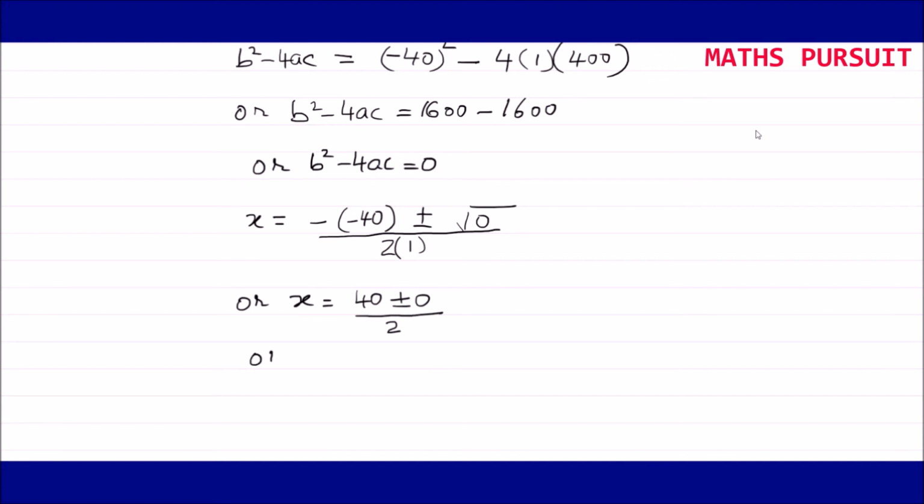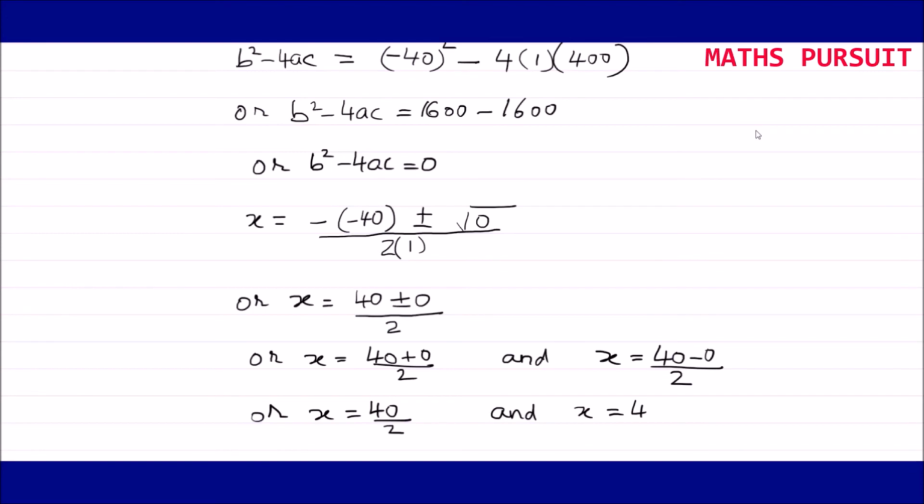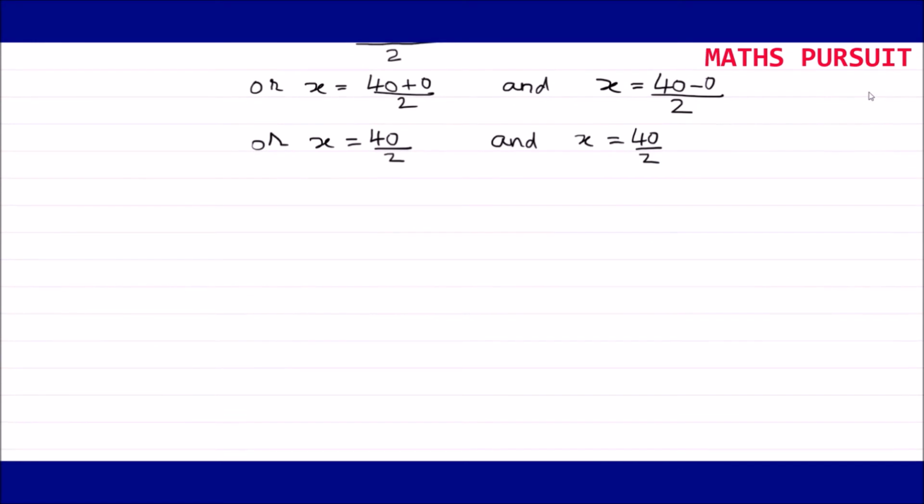This we can write in two ways. That is, x is equal to 40 plus 0 by 2, and the other one is x is equal to 40 minus 0 by 2. Or I can write x is equal to 40 by 2. Similarly here x is equal to 40 by 2. Or we can get the value of x as x is equal to 20 and x is equal to 20. So guys, you could see that we got two equal values of x. We got the value of x is 20.